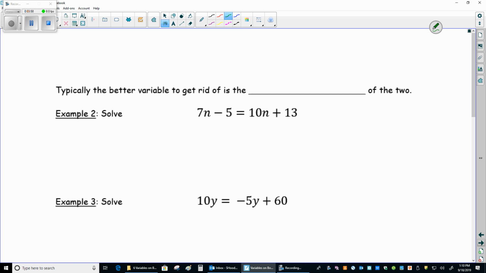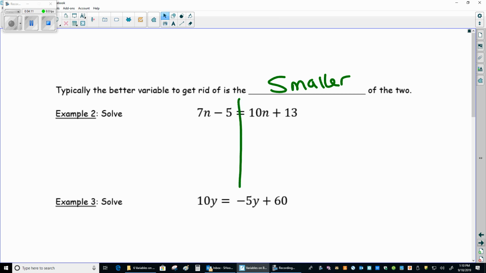Typically, the better variable to get rid of, if you look back at the last one, I did this too, is the smaller of the two. And the reason I do that, and I'd get the same answer either way, is because, like on this one, for example, I could get rid of this 7n or I could get rid of this 10n. If I wanted to get rid of the 10n, the bigger one, I'd subtract 10n from both sides, and I'd get negative 3n's over here. And I don't want to do that.